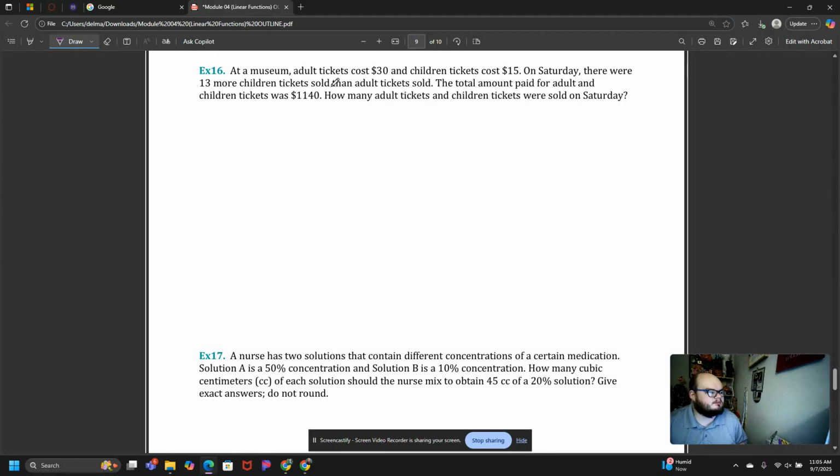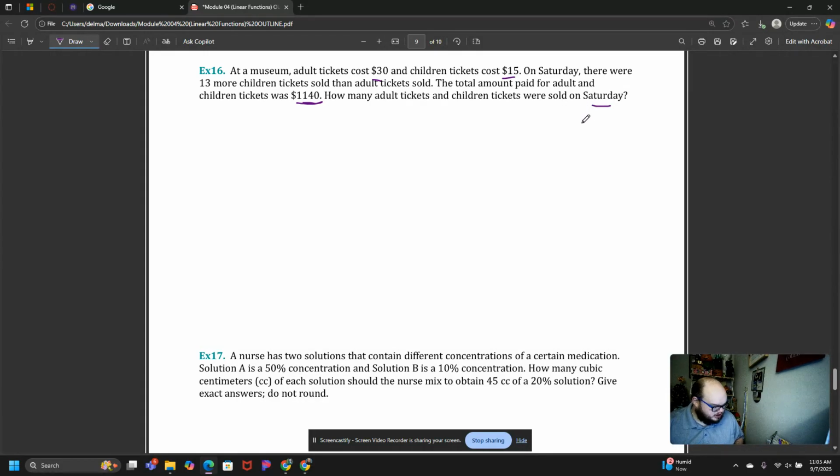At a museum, adult tickets cost $30 and children's tickets cost $15. On Saturday, there were 13 more children's tickets sold than adult tickets sold. The total amount paid for tickets is $1,140. How many adult tickets and how many children's tickets were sold?